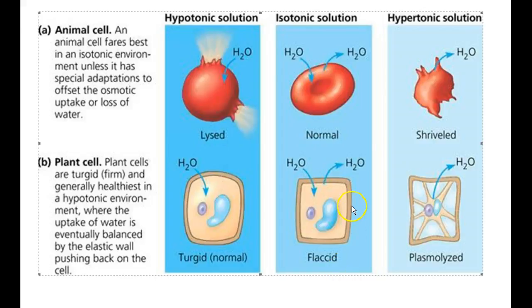So in an isotonic solution with plants, you'll get the plant looking flaccid. It won't be dead, but it'll be floppy, and that's not really where the plant wants to be. We want the plant to be turgid. It has that cell wall that will help to maintain its structure and prevent it from lysing. So a quick comparison of plant versus animal cells and how they manage osmosis. Again, ideal for an animal cell is an isotonic solution. Ideal for a plant cell is a hypotonic solution.